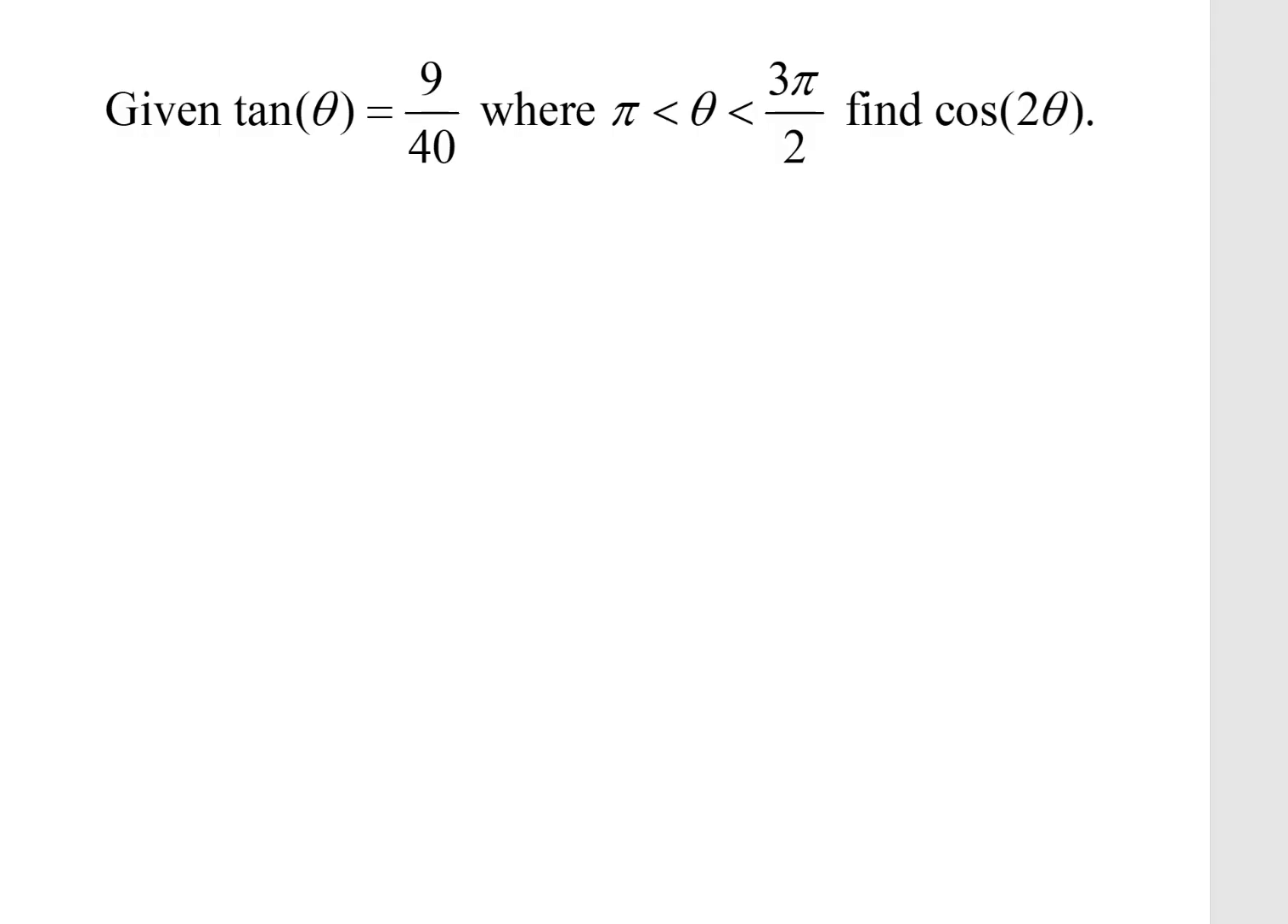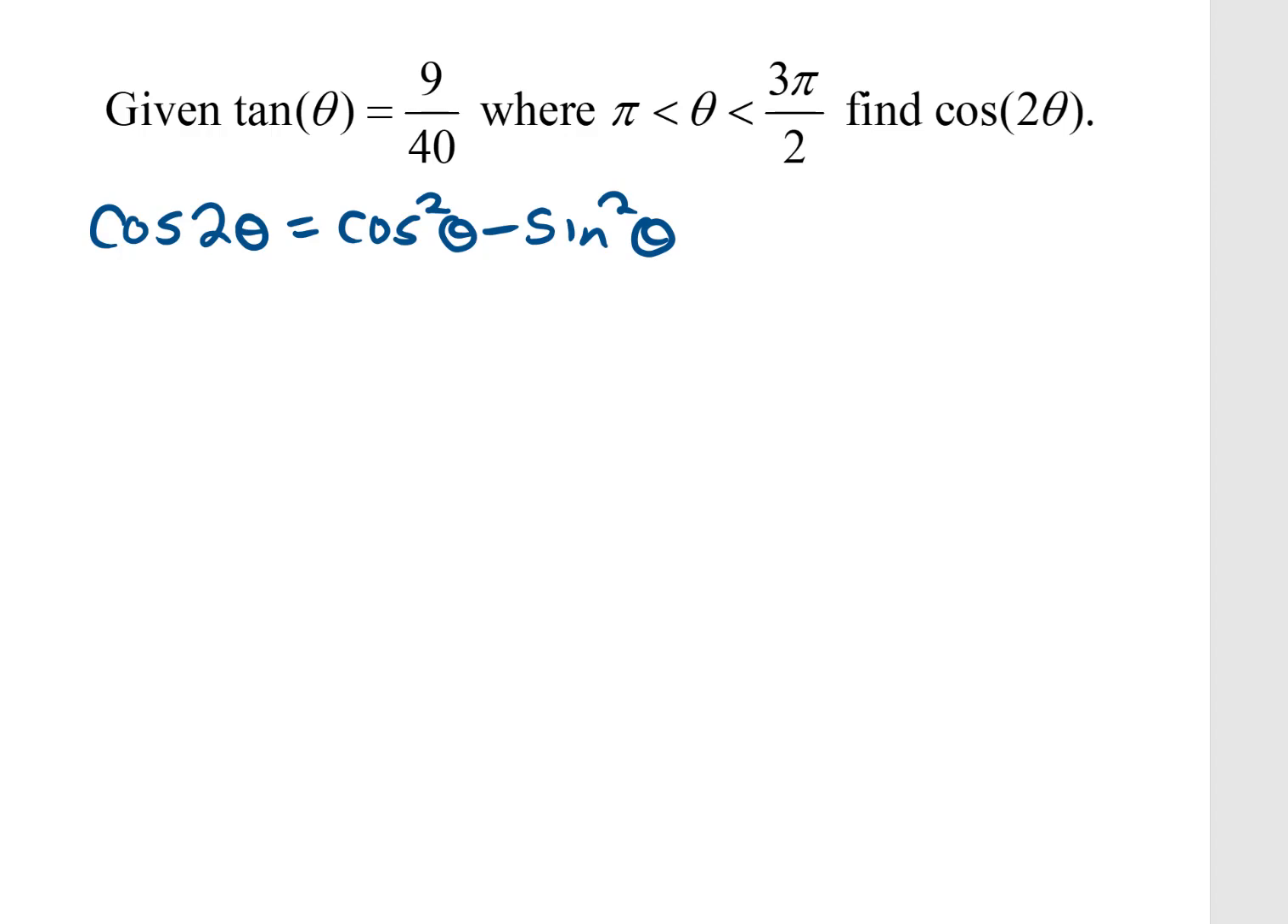Given tangent of theta is 9 over 40, and theta is in between pi and 3 pi halves, we want to find cosine of 2 theta. So first of all, thinking of the double angle formula for cosine 2 theta, that is cosine squared theta minus sine squared theta, or we've got a couple alternate versions.